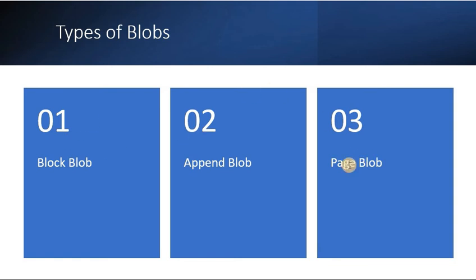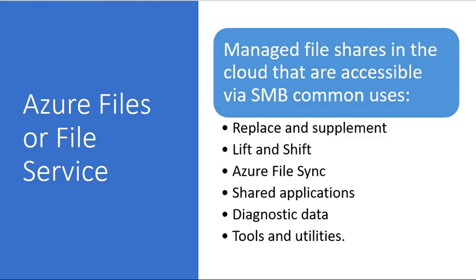So they are comprised of 512 byte pages that are optimized for arbitrary read and write operations. And to create a page blob, you must first define the maximum size of the blob, and you can then add or update the content of the page blob. For the note, the maximum size of a page blob is 8 terabytes. So let us quickly see other storage types.